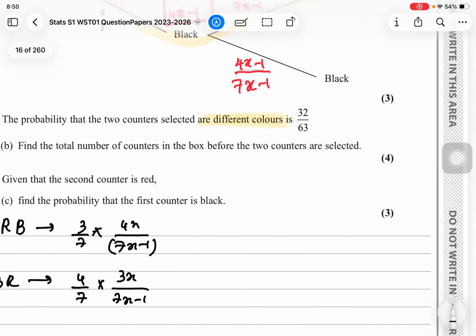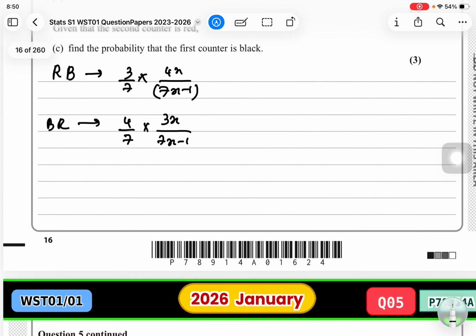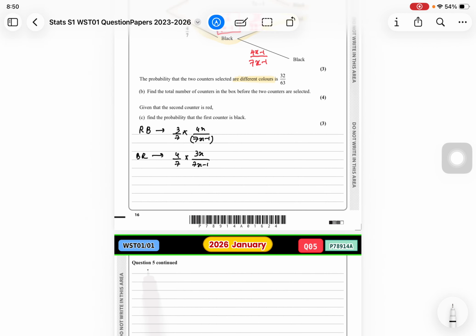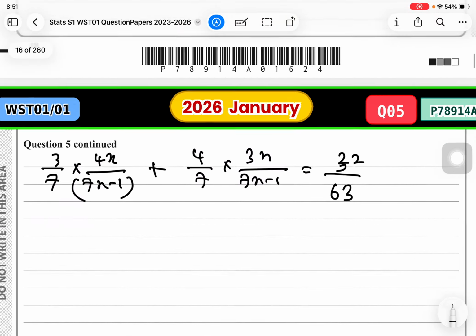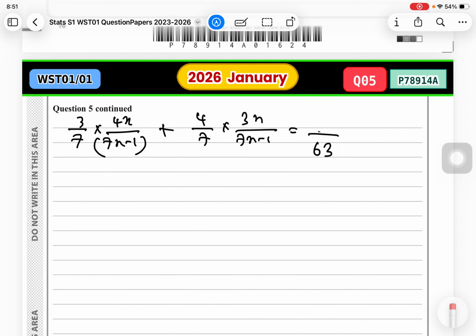Okay, now this became a probability question with a bit of algebra. So let me write the algebra part in a separate window so that it will be easy to simplify. 3 divided by 7 times 4x over 7x minus 1, plus 4 divided by 7 times 3x divided by 7x minus 1, is 32 divided by 63. Okay, now I have this information.